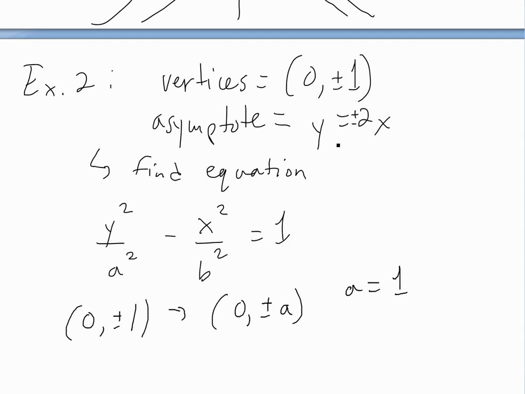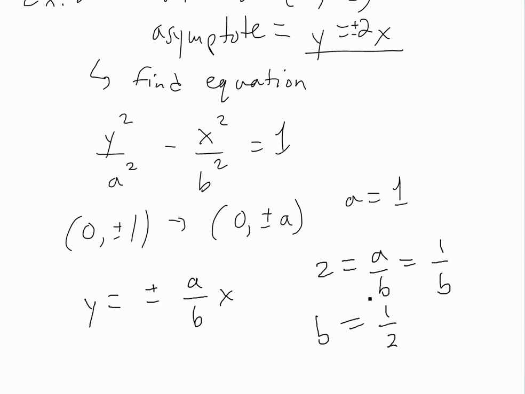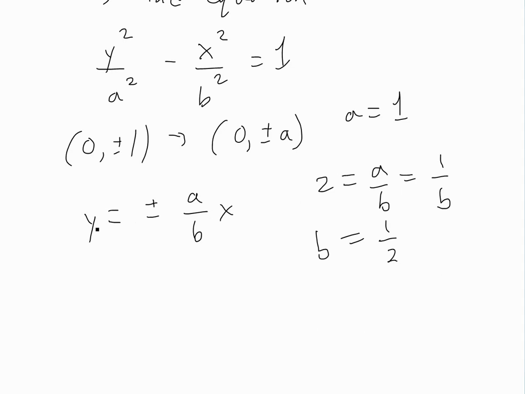And all we got to do now is find b, and we could just look at b from the asymptote line, which is y is equal to plus or minus a over b x. So then we have 2 is equal to a over b. From here we will get a is equal to 1, so we're going to get 1 over b. Just rearrange this one. We get b is equal to 1 over 2, and then we just plug it in. We have the equation. So we're going to get y squared divided by 1 squared, which is a, minus x squared over 1 over 2 squared equals 1.